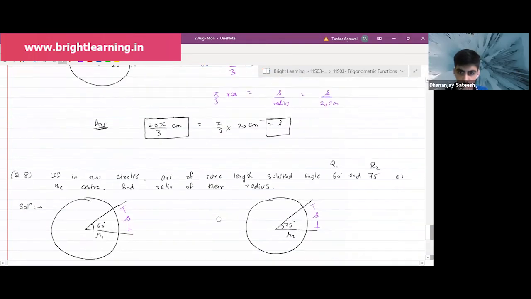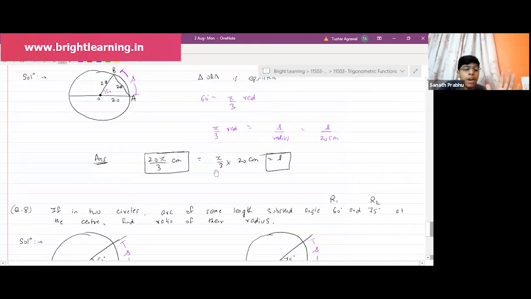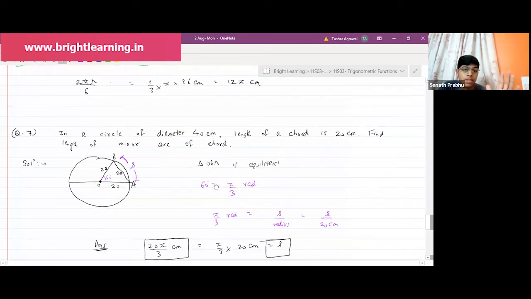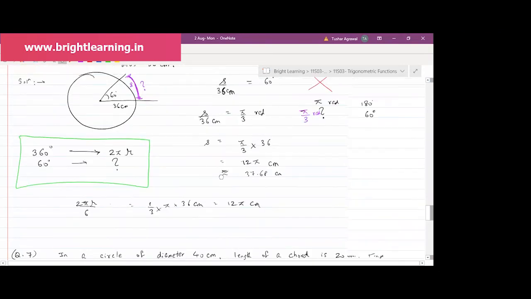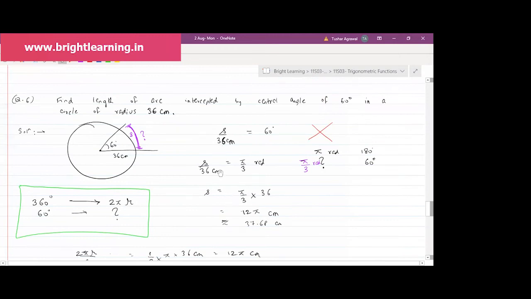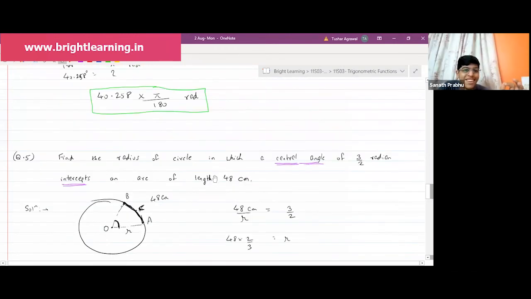Sir, now I've got a clear idea, sir. Tan 25 degrees is 0.46. Okay, and how did you calculate this? Even I cannot calculate it up till now. Did you Google it? Yes, sir.